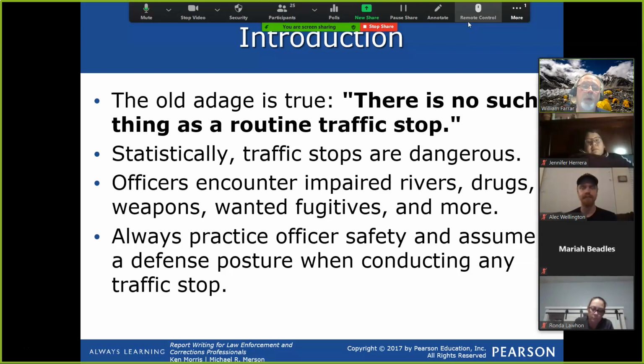So always practice officer safety. Assume a defensive posture, without making it look too defensive. Typically, if you watch an officer walk up to a car, you'll almost always see them put their hand on their gun. Almost always. They don't always pull it out because it's just a traffic stop, but you might see them walk up and their hand might be very, very close.